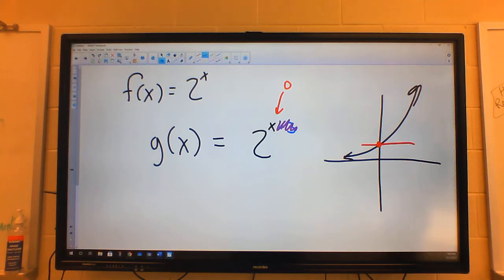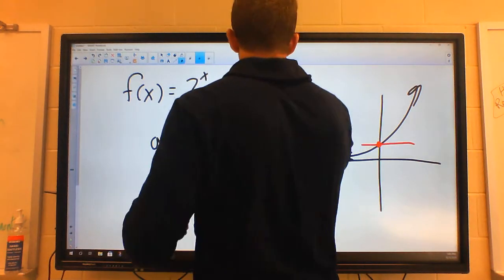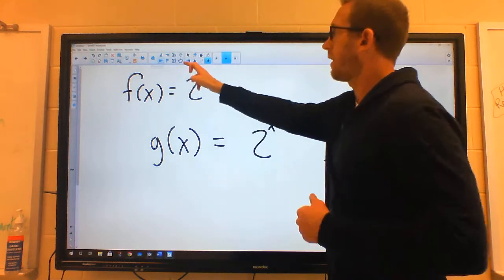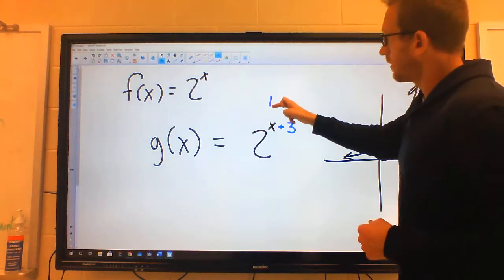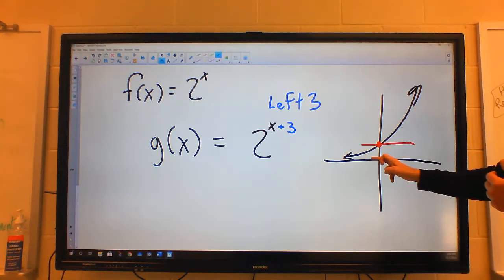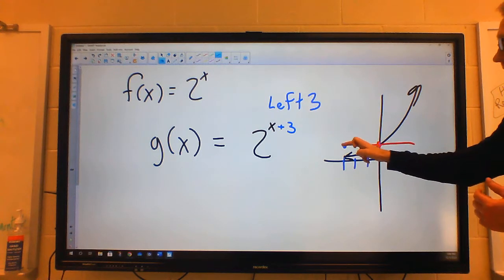Okay? Now watch what happens as I add 3. You would think that this means that it now moves to the right 3, but it does not. It actually moves to the left 3. It goes in the opposite direction. What that basically means is this point is now right there.